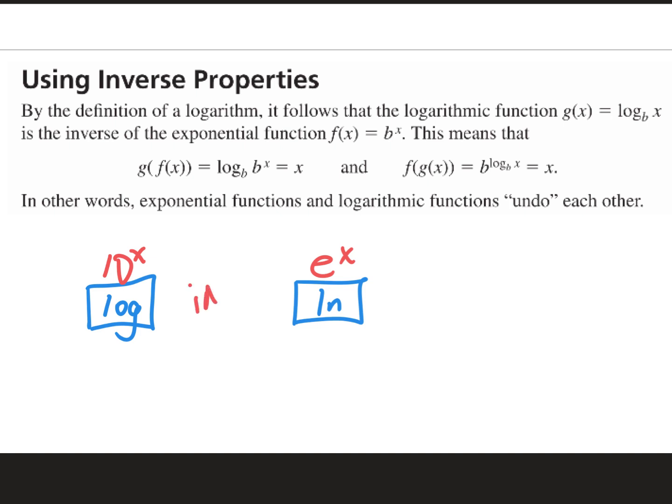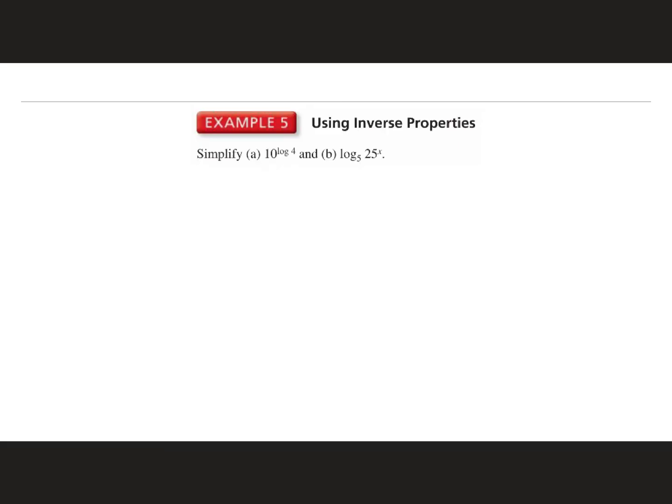If I could spell, it'd be great. Inverses. All right, logs and exponentials are inverses. E to the x and ln are inverses of each other. It's really important. So we're going to look at the basics behind this.